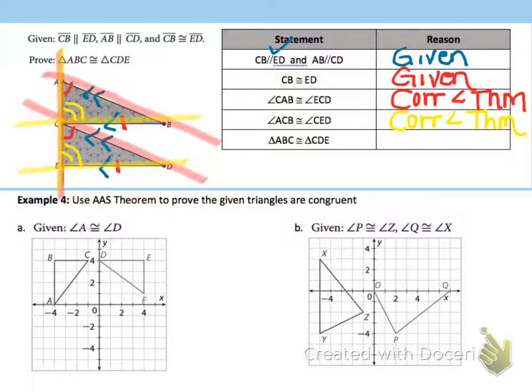That's a pretty complicated drawing, but if you look at those markings, you can see we have two angles and a non-included side. So the triangles are congruent by angle side again. All right, final example of the lesson.